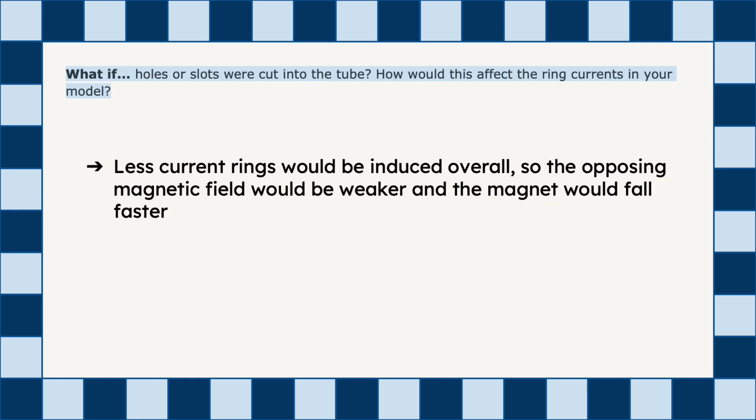And what if we cut holes or slots into the tube? Well, this would mean that there would be fewer places for current rings to be induced overall, so the opposing magnetic field would be weaker and the magnet would fall faster.